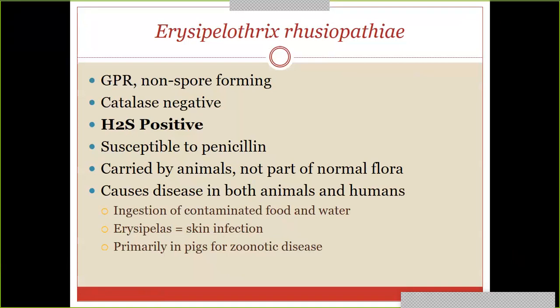As far as the zoonotic part goes, it's carried by animals. It's not really part of their normal flora, but they can carry it. If you handle those animals in any manner or take in contaminated food or water coming from the animals, it will result in a skin infection called erysipelas. So the infection you get is these skin ulcers, named erysipelas for the bacteria Erysipelothrix rhusiopathiae. Pigs are a big carrier of this gram-positive rod. Other animals are too, but I know pigs definitely carry this.